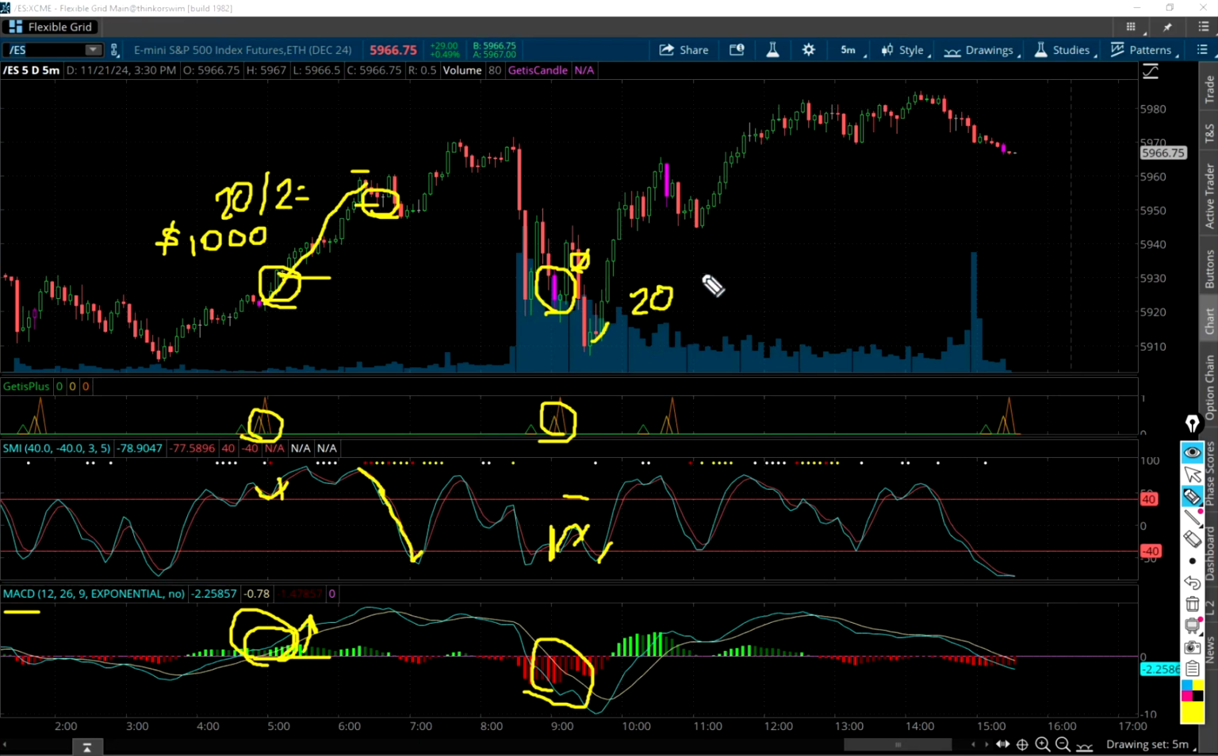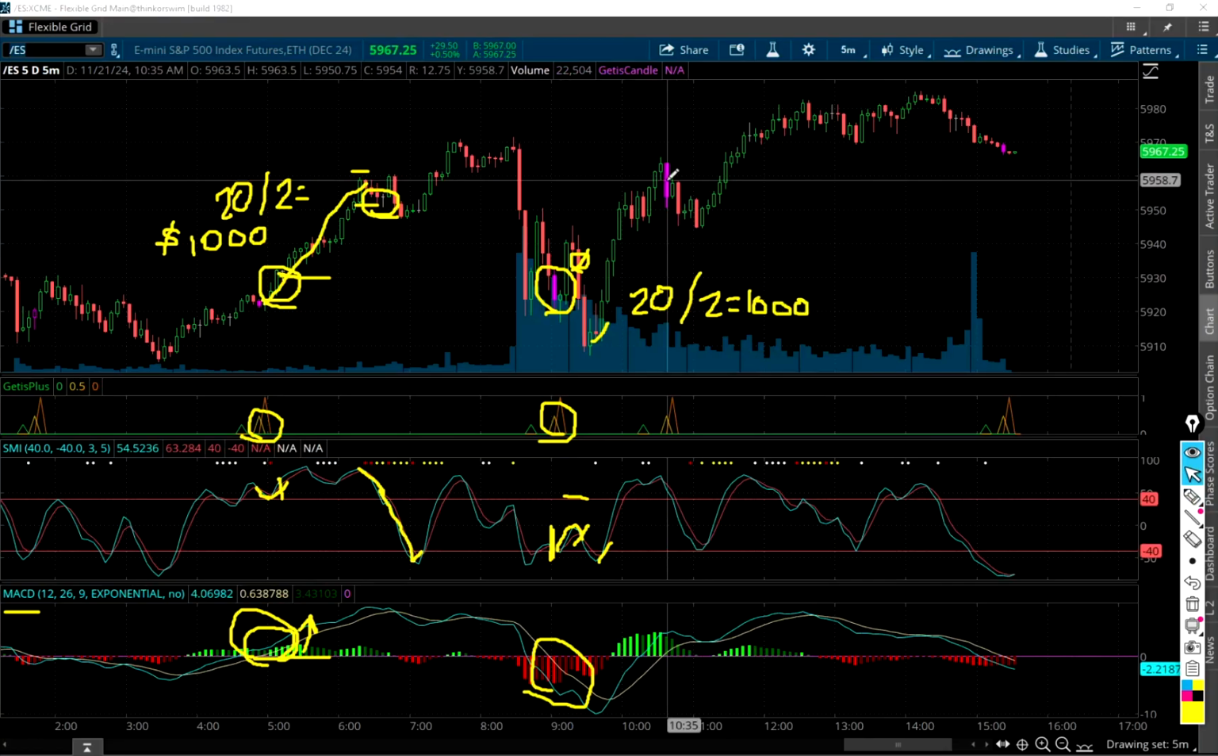Guess what? You got it. Another $1,000. $2,000 already happening. Okay, let's talk about this trade. Was this a good trade? Yes. This is also a good trade. This is a little bit more sophisticated trade, but it's also there.